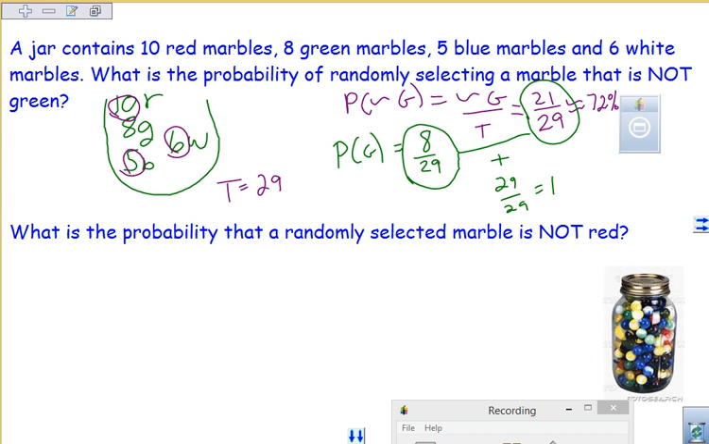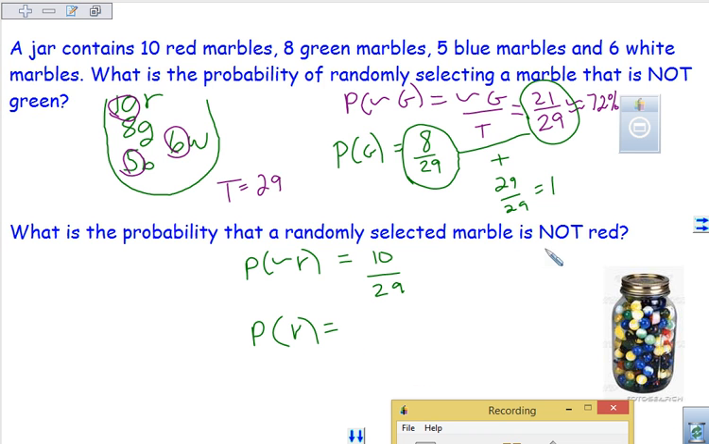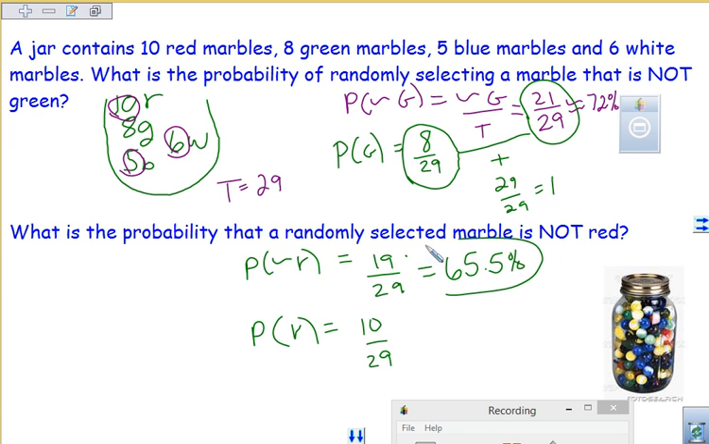This next problem is, what is the probability of getting a not red? So how many reds are there? There are 10 out of 29. The complement of not red was red, so that's where we get the 10 out of 29. So we're trying to figure out how many are not red. So if I subtract this from 29, it looks like there are 19 that are not red. And that works out to be about 65.5%. So either fraction, decimal, or percent for our answer.